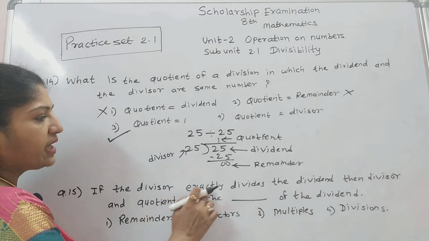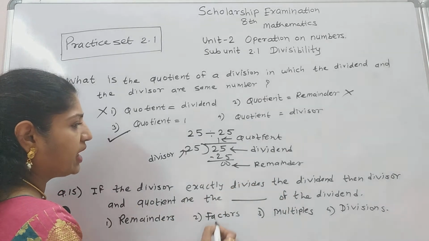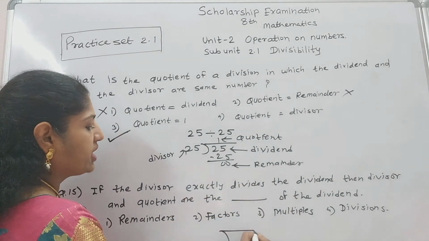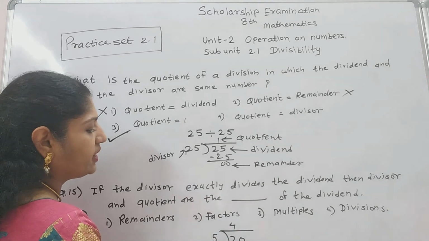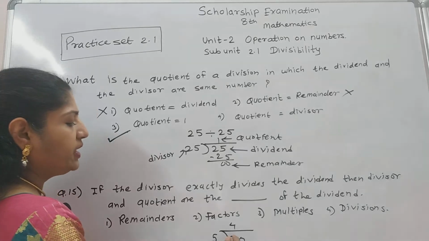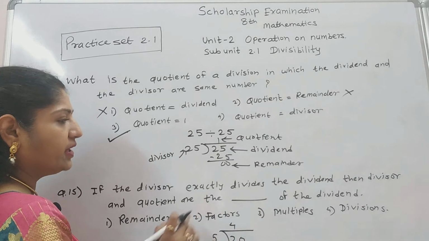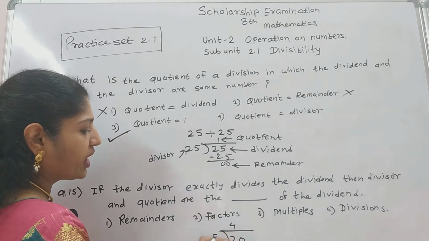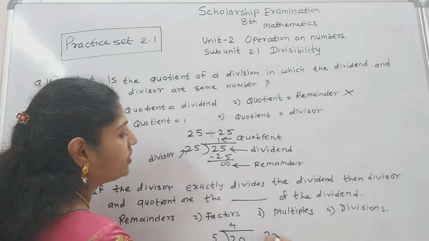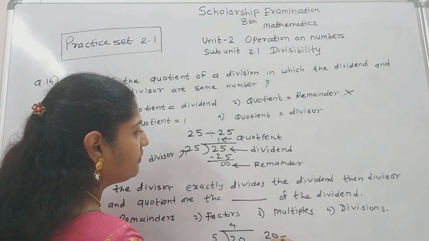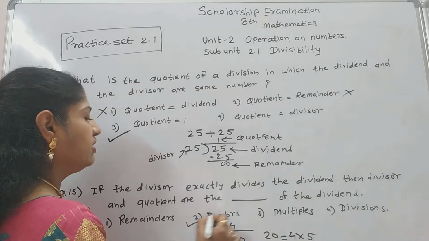If the divisor exactly divides the dividend, then the divisor and quotient are dash of the dividend. For example, I divide 20 by 5. 5 fours are 20, so 5 exactly divides the dividend. So 4 and 5, the quotient and the divisor, are the factors of 20, the factors of the dividend. 4 into 5. So the answer is the factors.